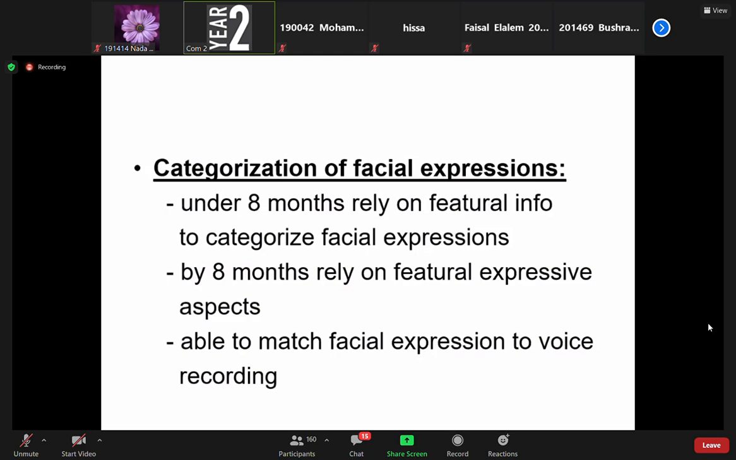Under 8 months, they can rely on the features to categorize expression. So if it's a frown, that's what it is, but they may not understand what it means. It's a category. By 8 months, they start to look at more of the expressive aspects, and they can actually match it to a voice. So if you play a voice that's really happy and you show them pictures of happy and sad, they're going to look at the happy face, because now they've connected what happy sounds like and what it looks like.